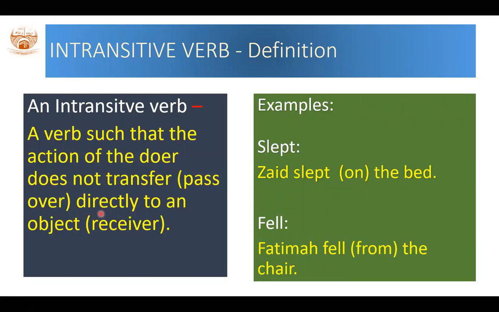And I want to emphasize this word here, directly. Now, yes, we can say, well, there's a bed, there's another word. But what did we use, sentence structure-wise, in order for bed to be used? We had to use a preposition, on. Likewise, with the word fell, Fatima fell from the chair. In order for the action of Fatima to be connected to the chair, we had to use a preposition, from. We cannot say Fatima fell the chair. We would not say Zaid slept the bed. We must use a preposition for it to make complete sense. So let's read the definition again. An intransitive verb is a verb such that the action of the doer does not transfer directly to an object or a receiver. It doesn't transfer directly.